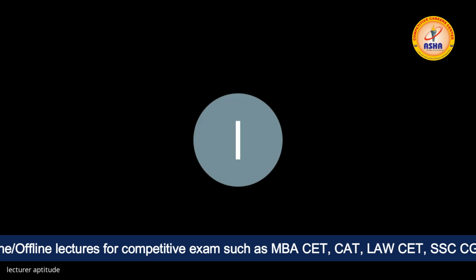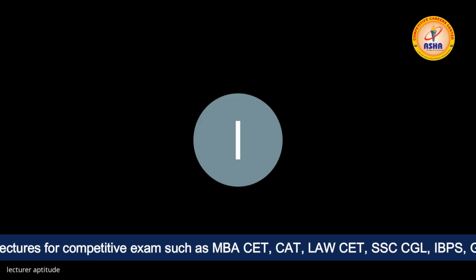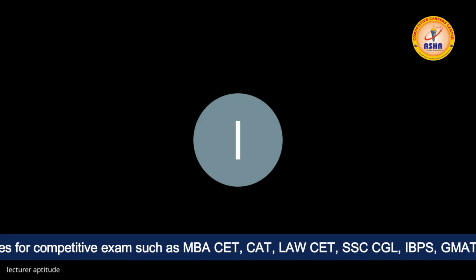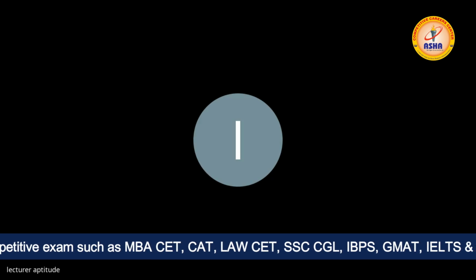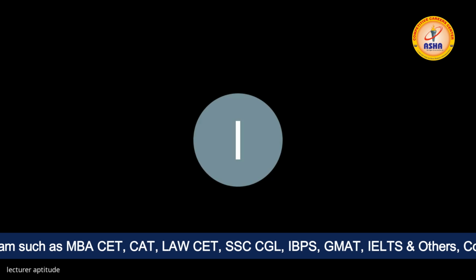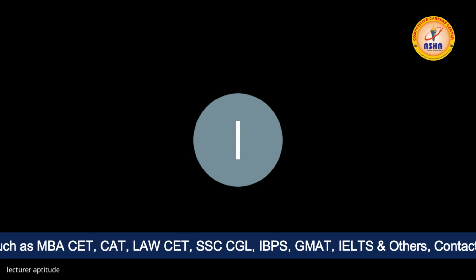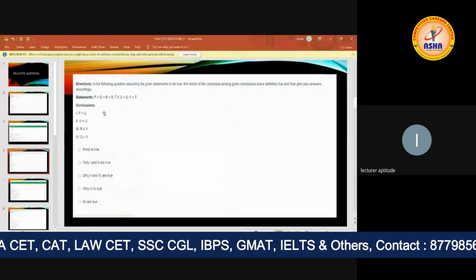What is asked is whether Q is less than V, true or false. Yes, it is true. So the answer is that only conclusion 4 is true. This is our question and we are checking whether these conclusions are right or wrong. We got that only 4 is true.